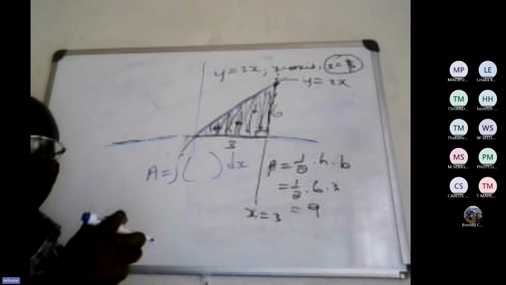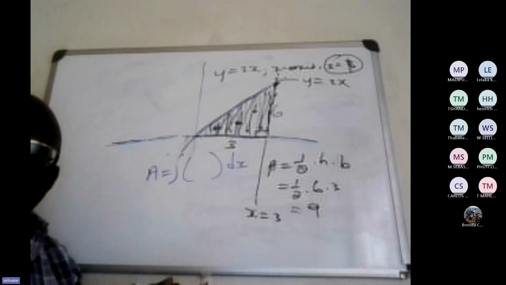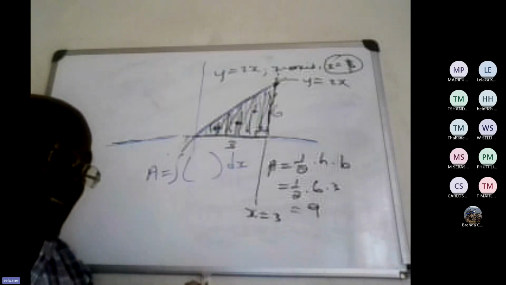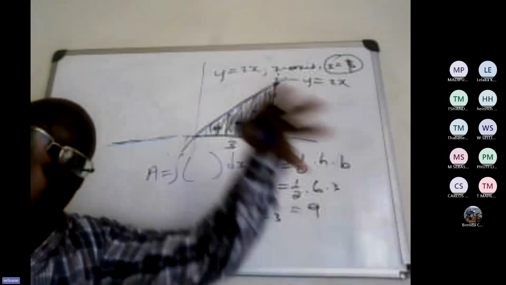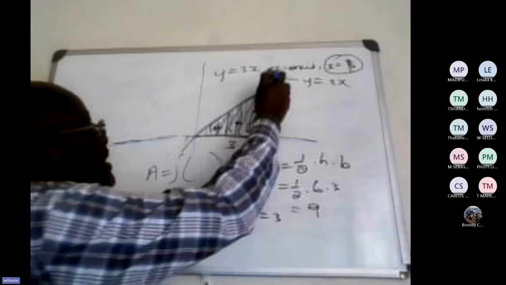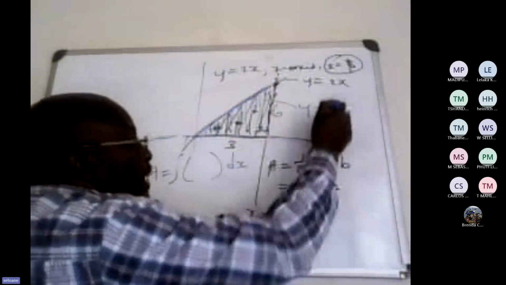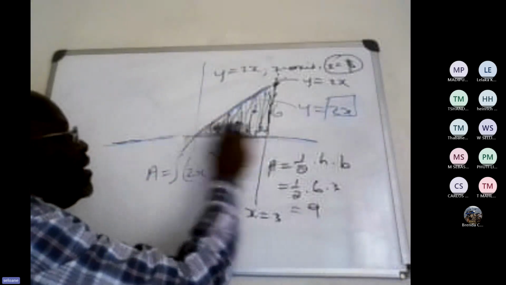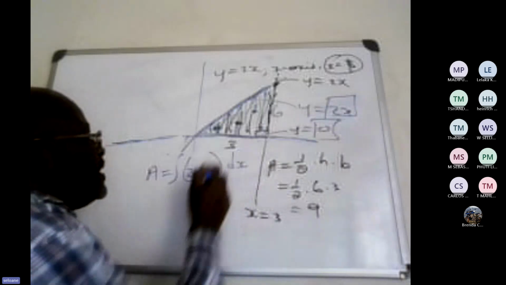What is the top function? Now you write those functions in terms of x. Meaning you must rewrite them as y equal to something, y equal to something. Then you find the difference, you integrate the difference of the right side. This is y equal to 2x. Then you write this, 2x. This now is y equal to 0. Then you write this minus 0.